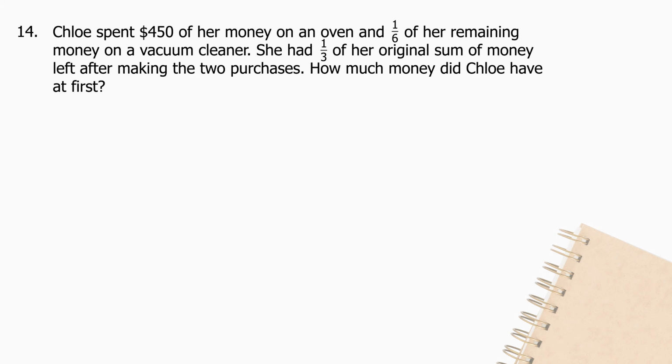Question 14. Chloe spent $450 of her money on an oven, and 1/6 of her remaining money on a vacuum cleaner. She had 1/3 of her original sum of money left after making the 2 purchases. How much money did Chloe have at first?